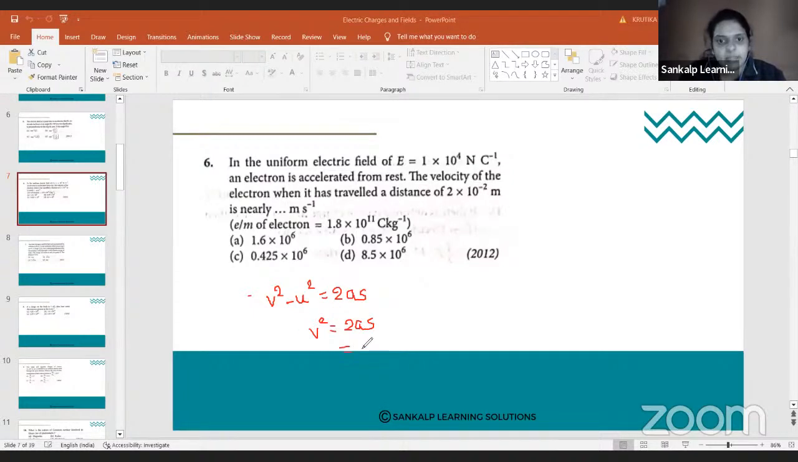Acceleration is F divided by M. Therefore, V square is equal to 2 into F divided by M into S. Next, V square is equal to 2 into F value. It is E into E, I will take it like that.